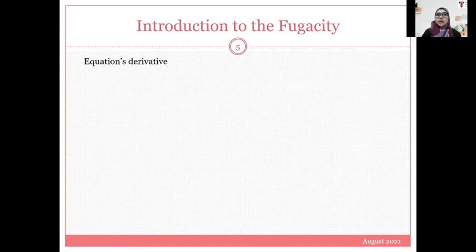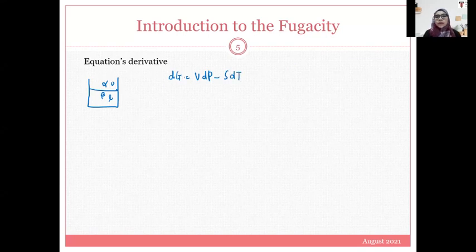To derive the equation, it relates to the pressure. For example, if in the system we have two phases, liquid and vapor. The Gibbs energy is given by dG equal to VdP minus SdT. Since the Gibbs energy is a generating function, most of the correlations of thermodynamic properties, or most of the expressions created in this module, will be based on the Gibbs energy.